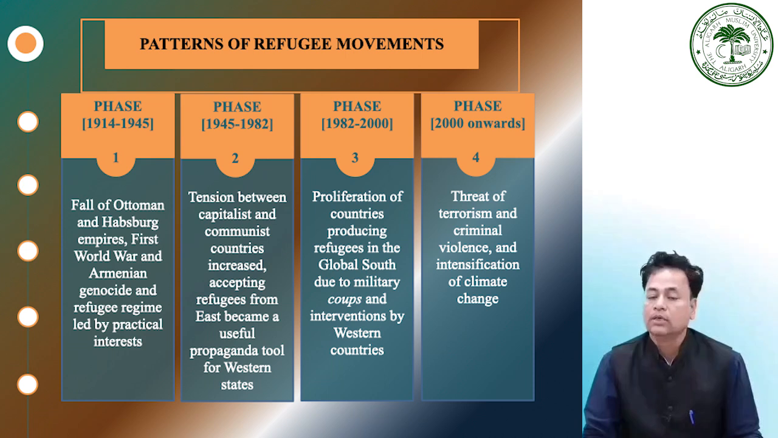So that in a way was based on the superiority perception of the political system of the liberal democratic countries. The third phase, from 1982 to 2000, was marked by the proliferation of countries producing refugees in the global south due to military coups and interventions sponsored by the western democracies belonging to the global north.